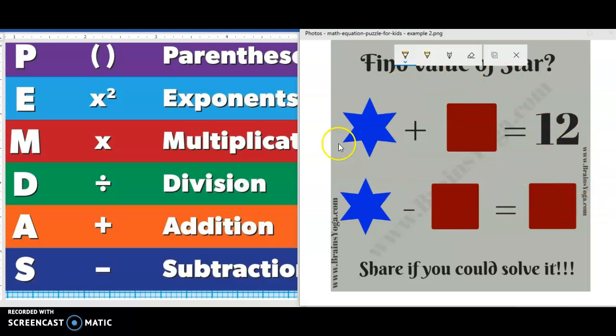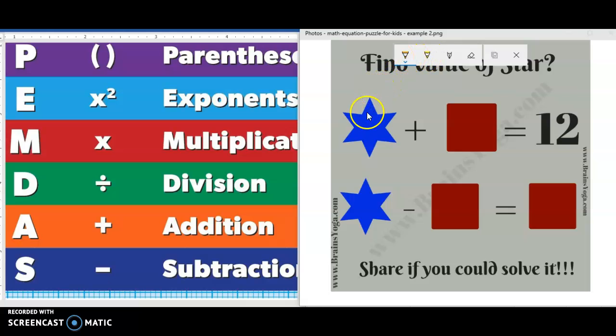You'll get 2 pictures like this a day. Your goal is to figure out the solution so that it really makes sense. Every red square needs to be the same. So if you think the red square is 3, this has to be 3, this has to be 3, and this has to be 3. I'm just going to guess and test first. It says a star plus a square is 12.